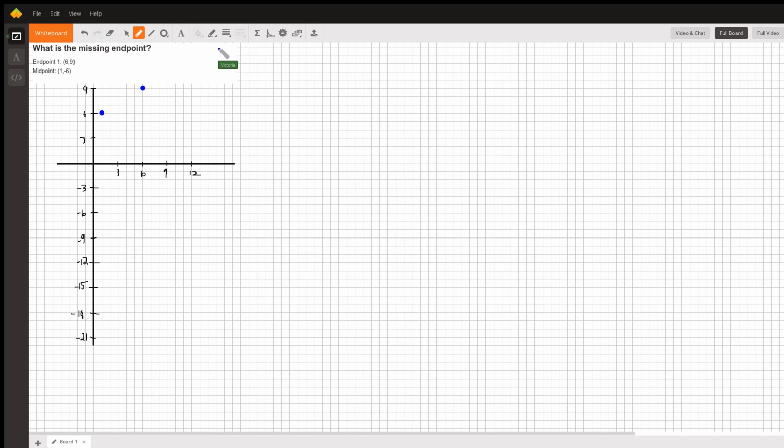then what we can do, sorry, that has to be 1, -6, I knew it. So if we put one endpoint here at 6, 9 and one here at 1, -6, and then we're going to mark this and say this is our endpoint, so we don't get confused as to which is the endpoint and which is the midpoint.